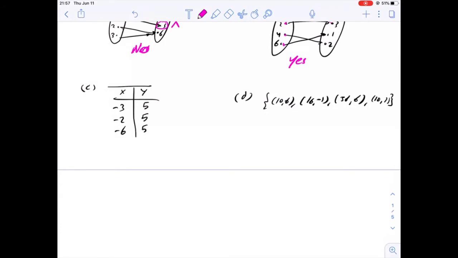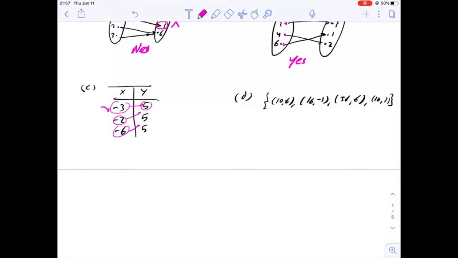What about C? -3 is related to 5, -2 is related to 5, -6 is related to 5. Now look at this. For different inputs, we have the same output. And that means we don't have any problem, because the definition says for each input, we only have 1 output. For example, -3 is related to 5.